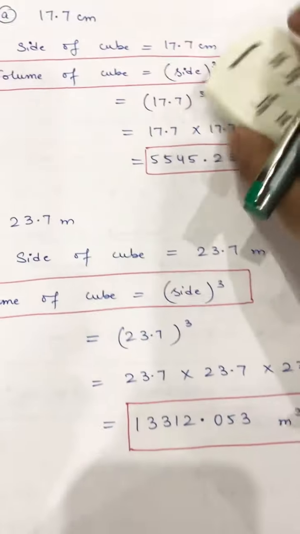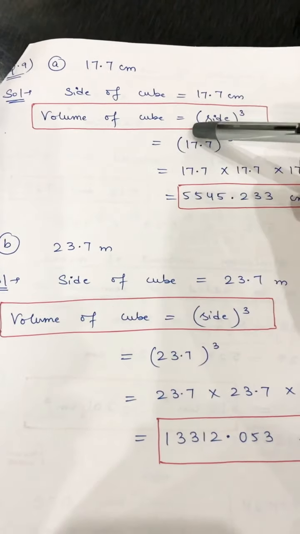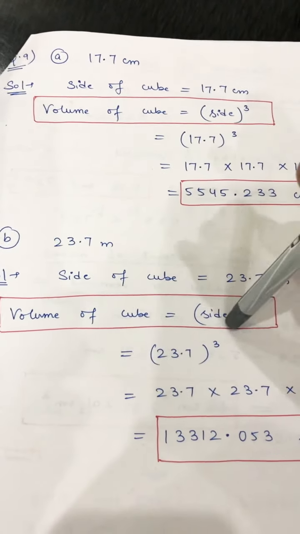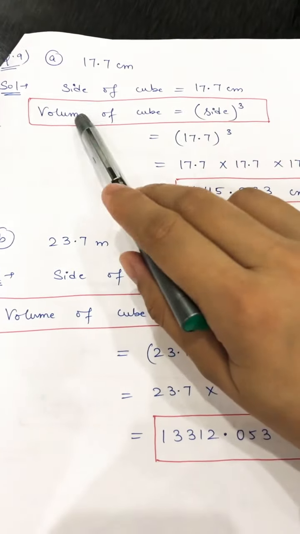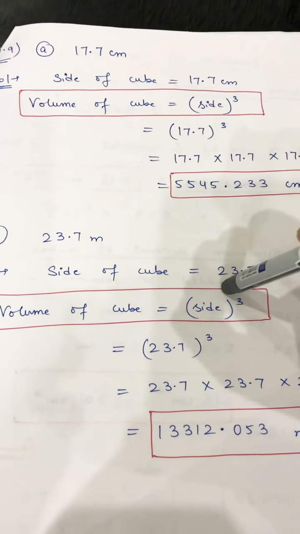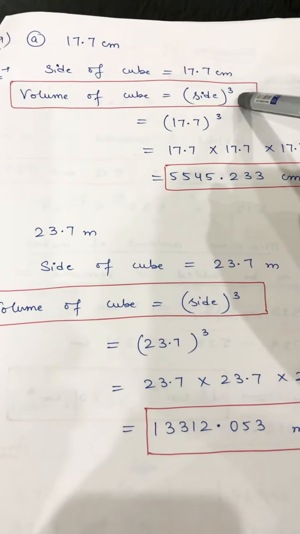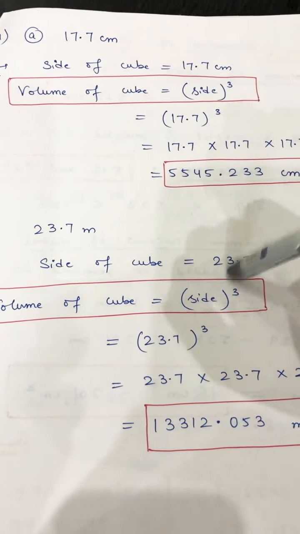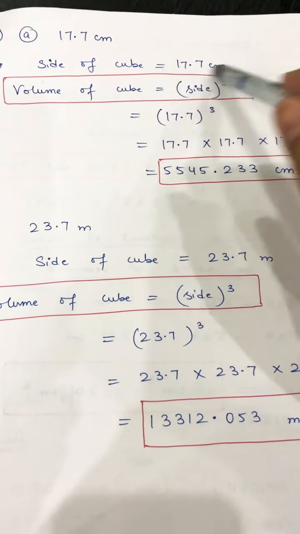So this question is very simple. This is the 9th question, parts A and B. You just have to implement the formula of the volume of a cube in both the parts. Volume of cube is side cube, and then you have to put in the value of the side. Now let's move to question number 10. Question number 10 is the last question of this exercise.